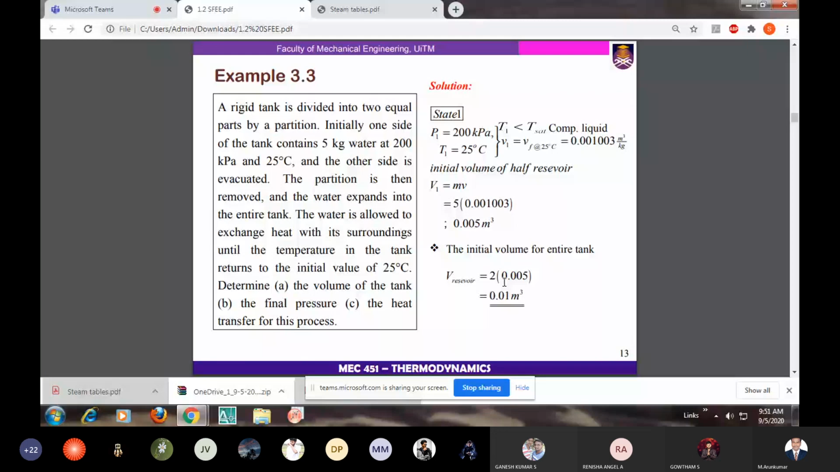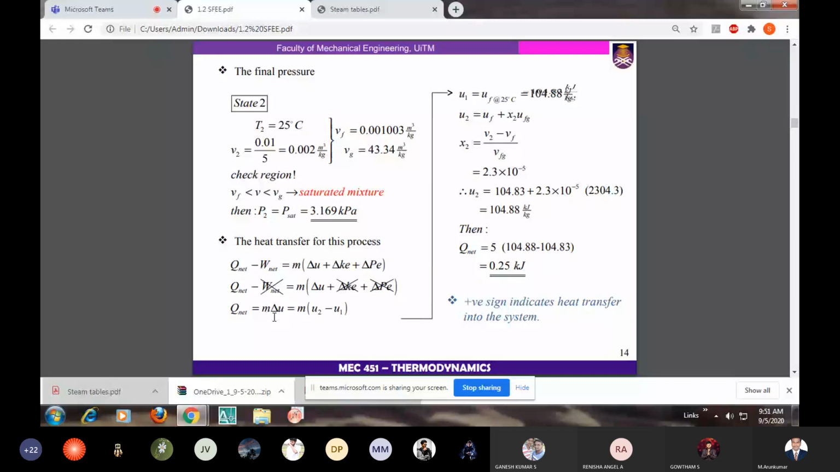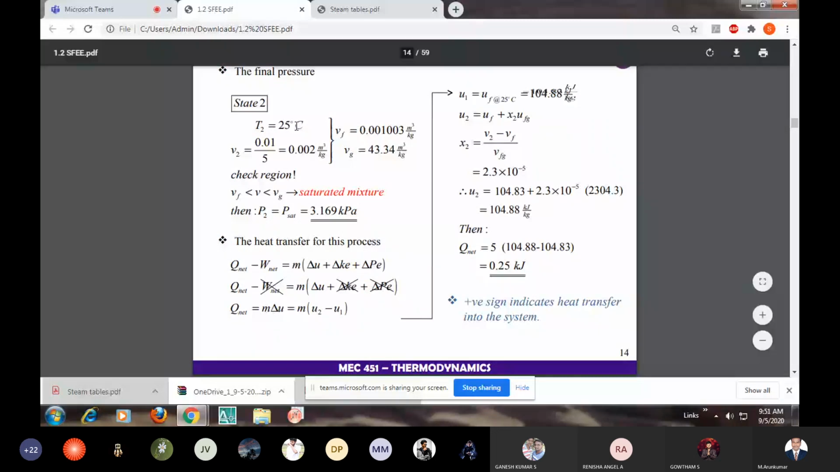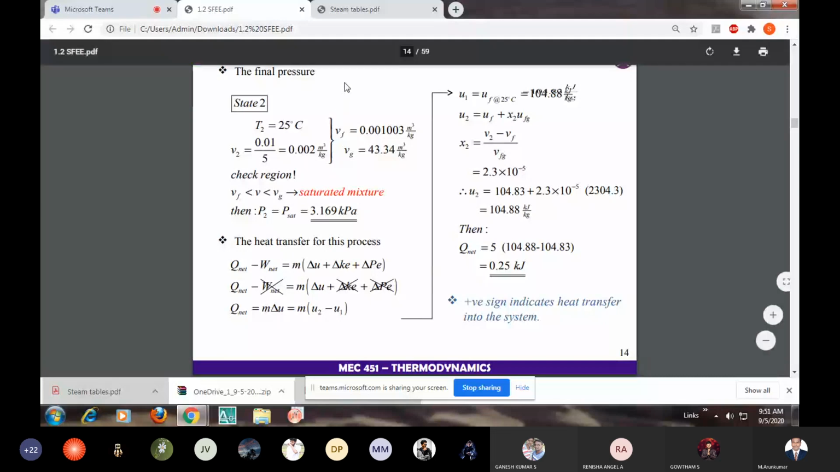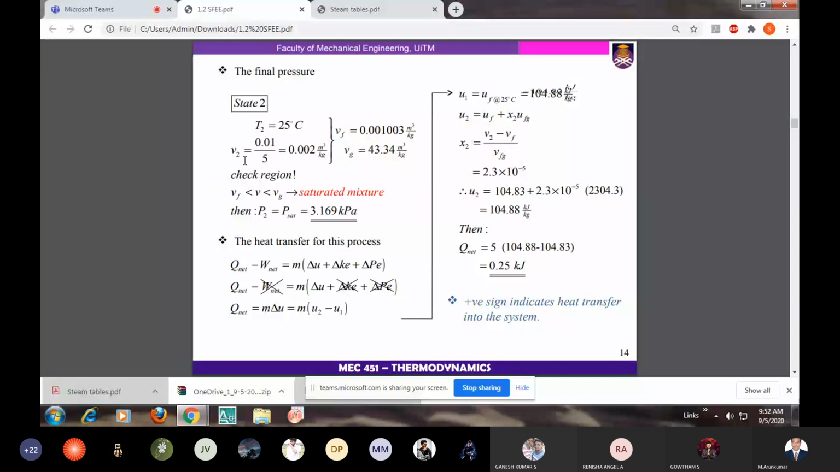Then the final pressure. Move to the final pressure. We want to go to the state 2. Then we have the values, temperature. The temperature will be same, so 25 degrees Celsius. Then for 25 degrees Celsius, we can also find the values. So specific volume. So we know the total volume. If we want to find the specific volume, we can divide by mass. So volume by mass will give you specific volume. Then we can get the specific volume at state 2.